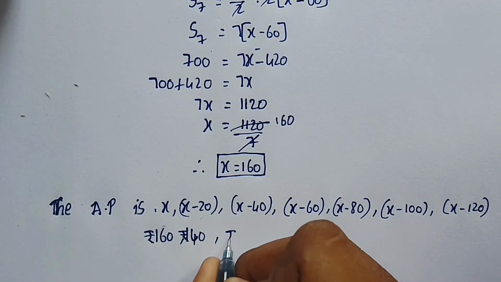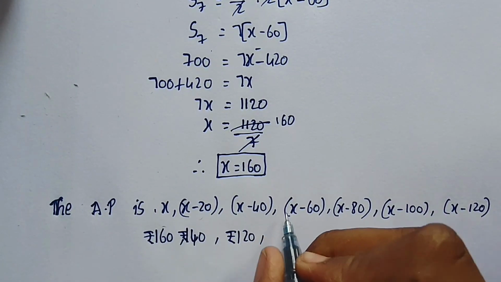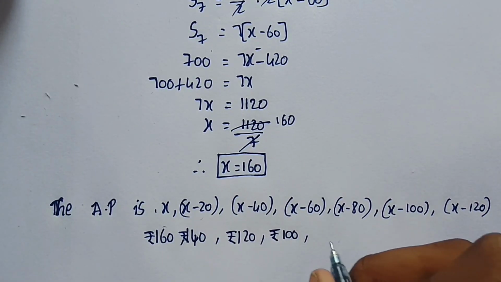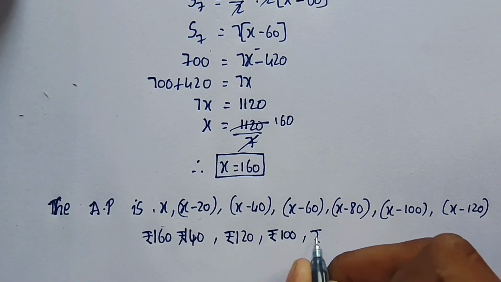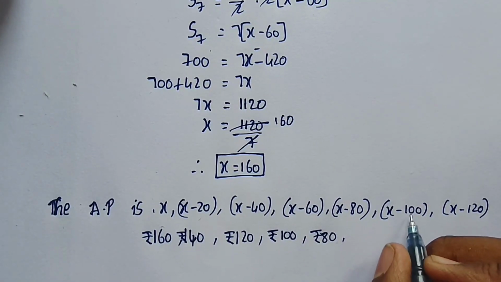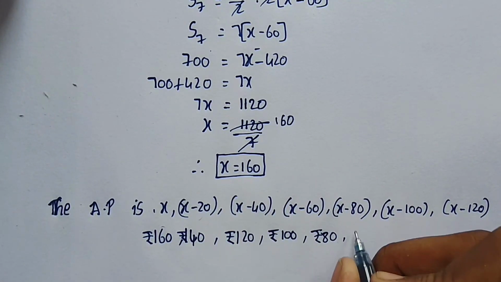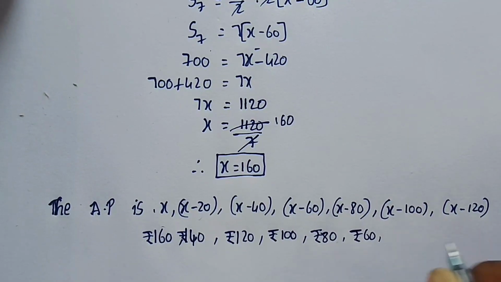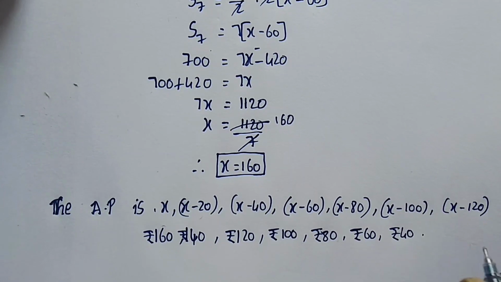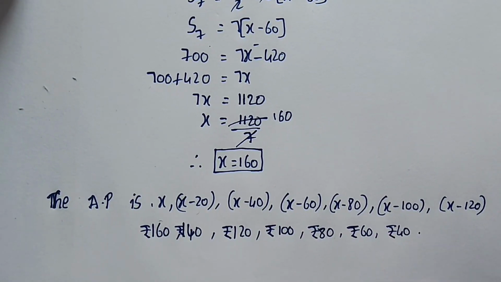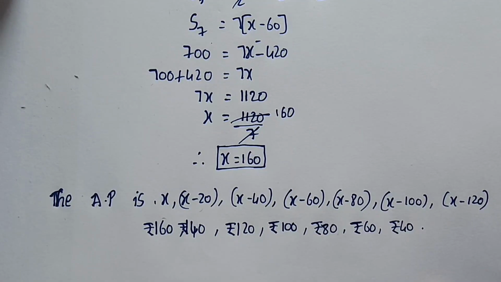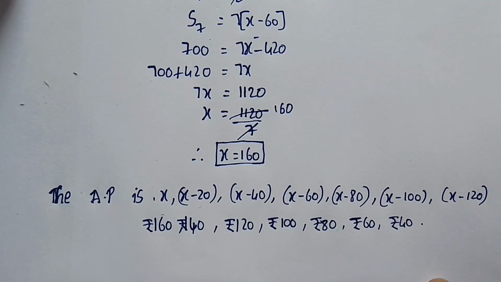160 minus 40 means 120 rupees, and 160 rupees minus 60 means 100 rupees, and 160 minus 80 means 80 rupees, and 160 minus 100 means 60 rupees, and 160 minus 120 means 40 rupees. These are the first 7 prizes for the students who got the prizes for their overall academic performance.